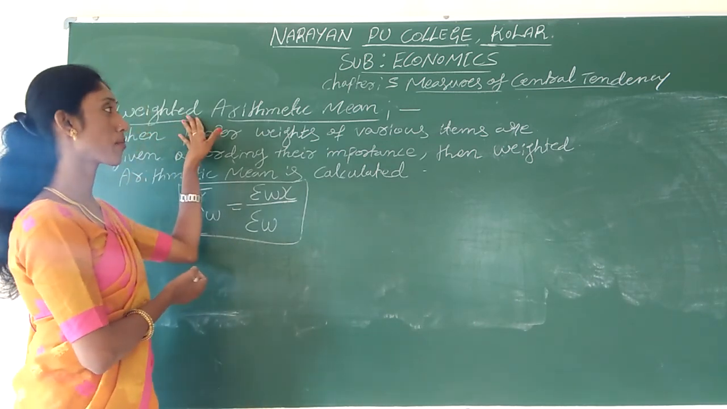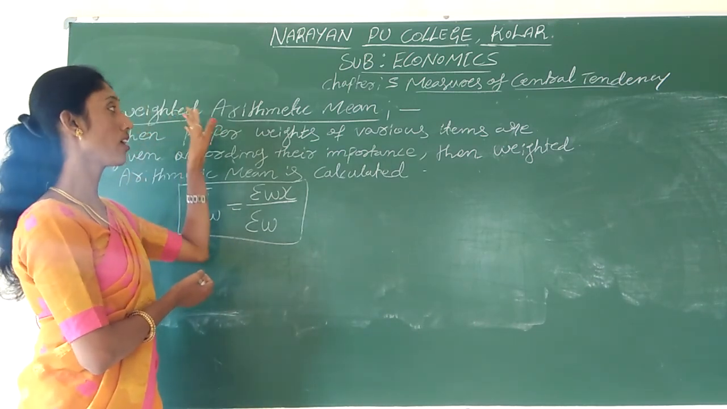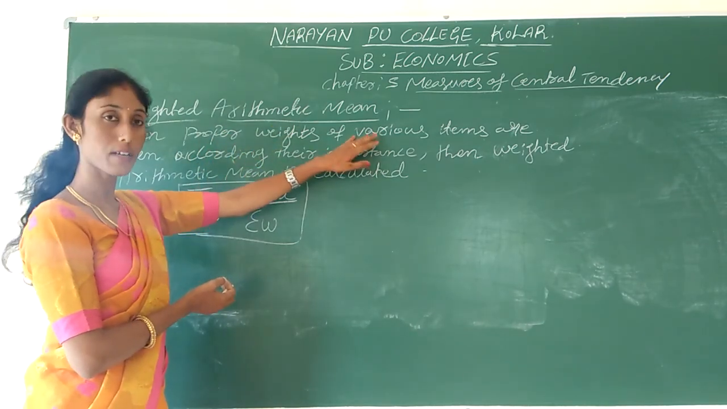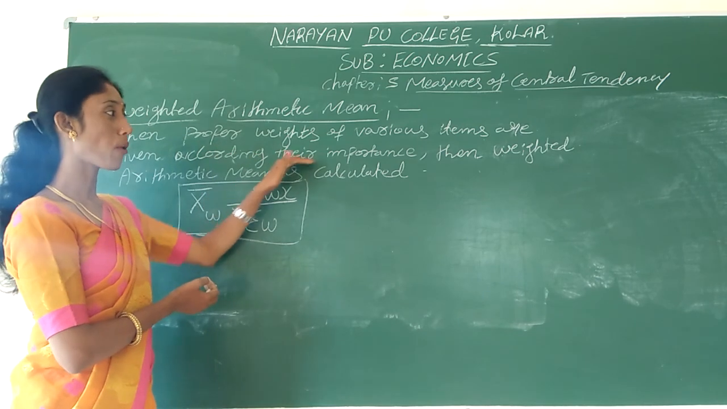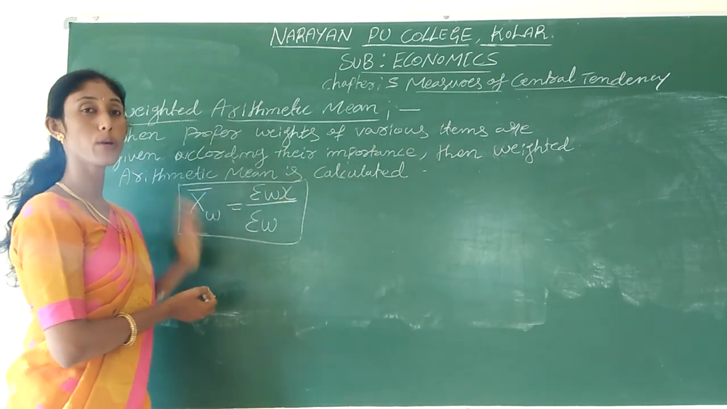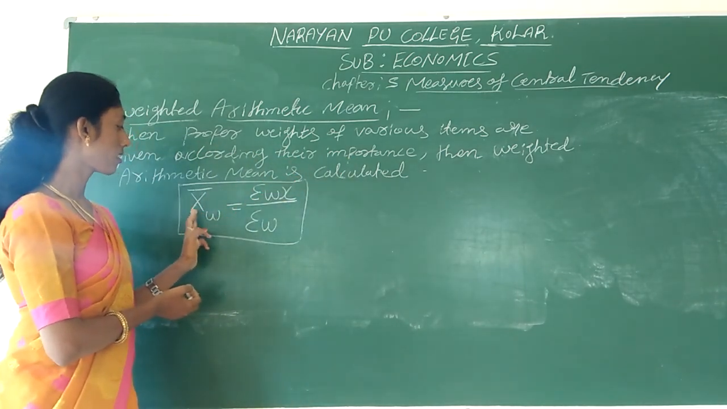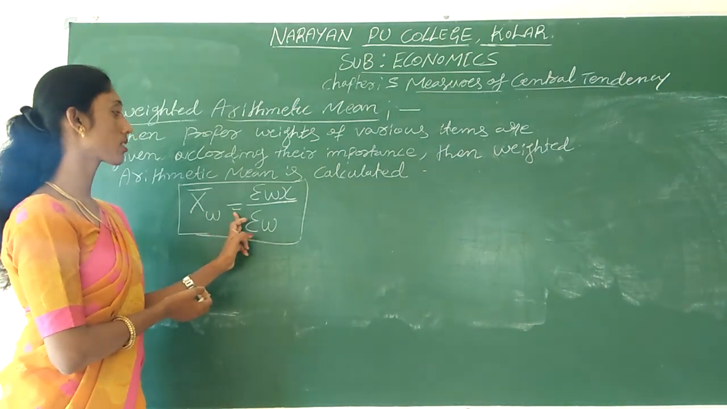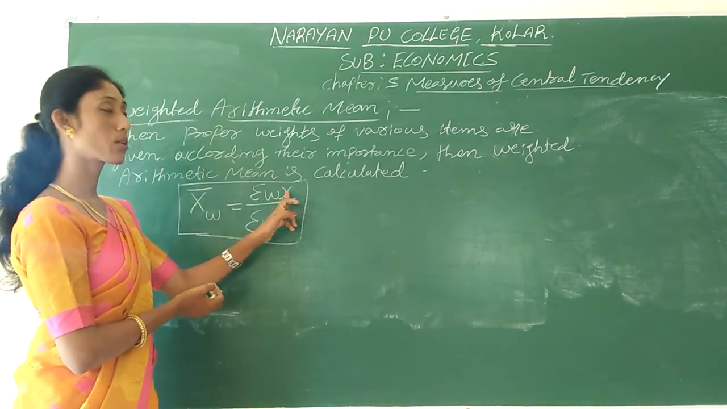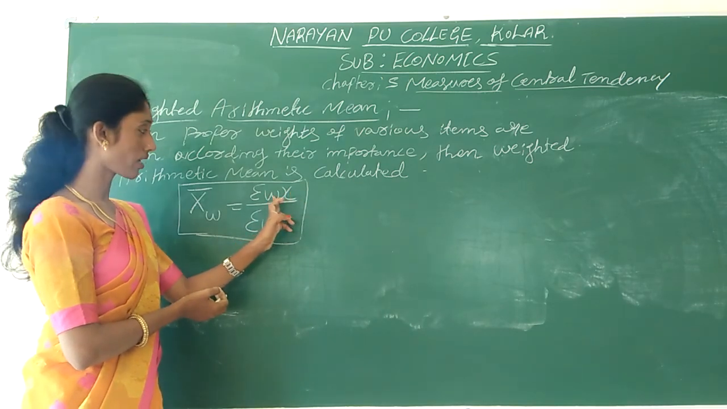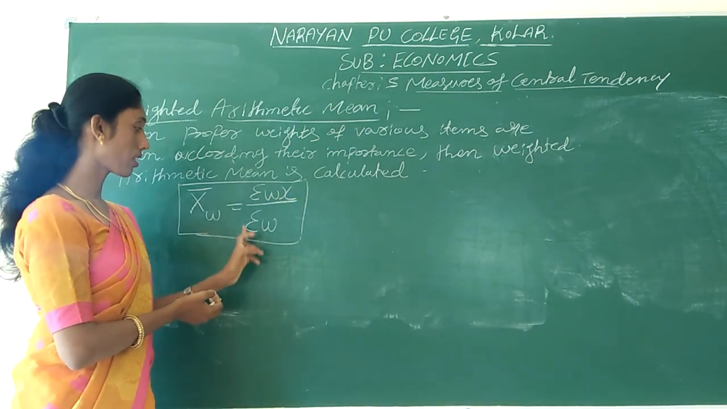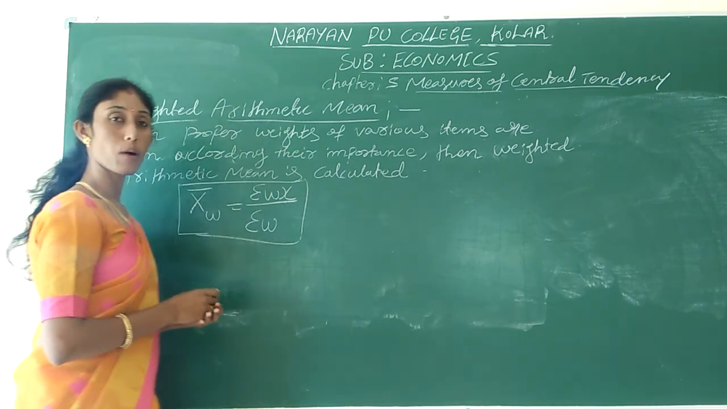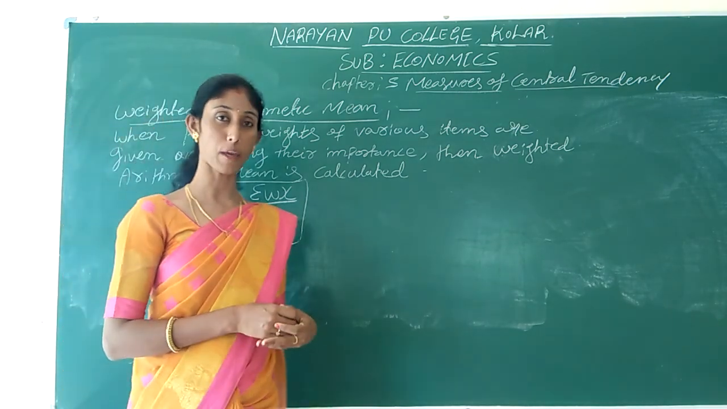Okay, weighted arithmetic mean is calculated only when they have given weights to the items according to importance. The formula is X bar w, weighted arithmetic mean, equal to sum of weights into observations, sum of w into x, divided by sum of weights. Got it? This is what arithmetic mean is about.